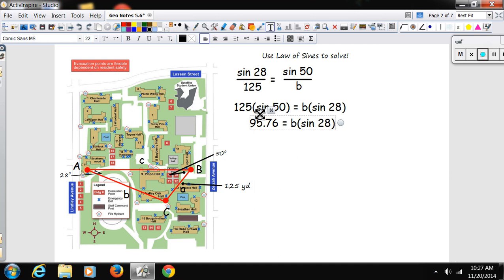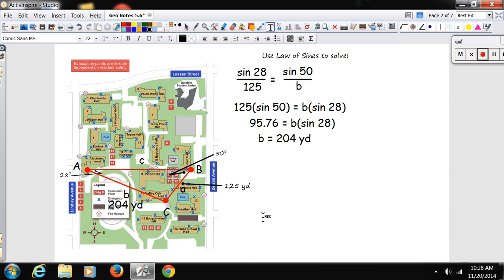Now, how do I get b to be by itself? I got to take that 95, right, and divide by the sine of 28. So I divide both sides by the sine of 28, and I would end up with 203.96, which I'm going to round to 204. 204 yards. Okay, so I'm going to put that on my picture as well. 204 yards. That's going to be little b.